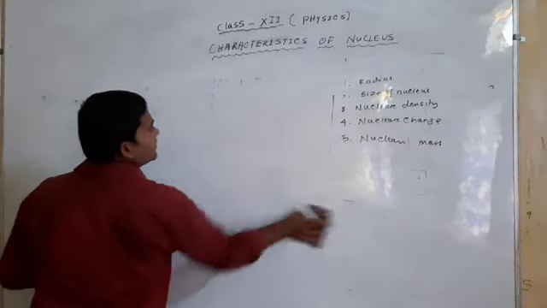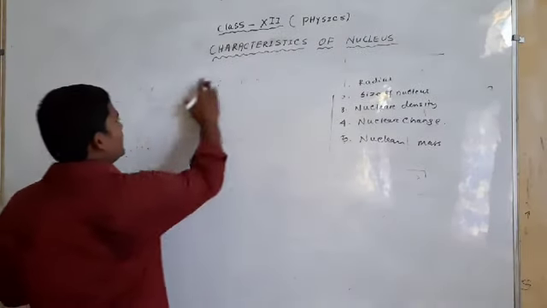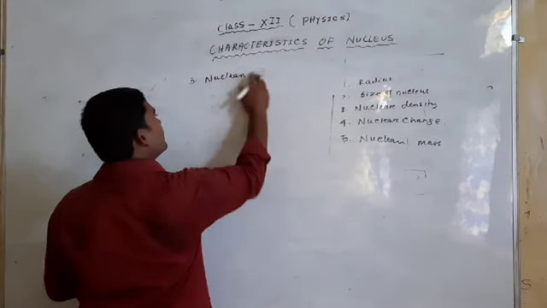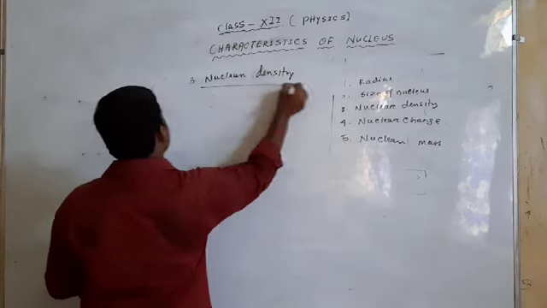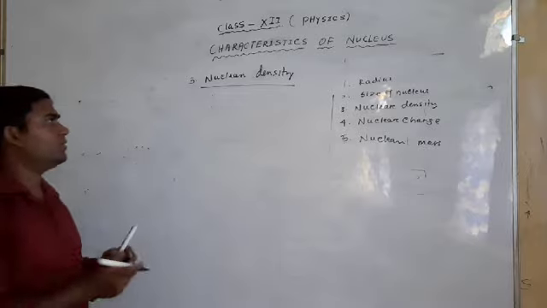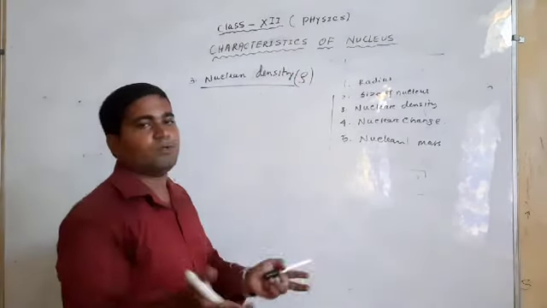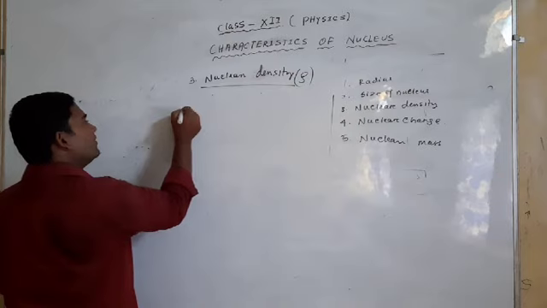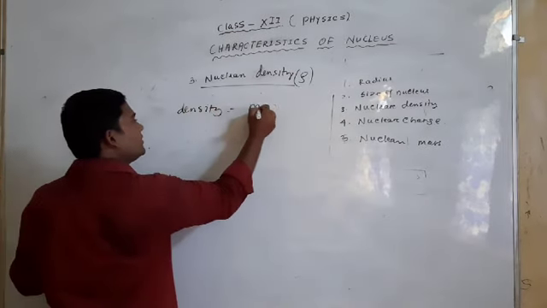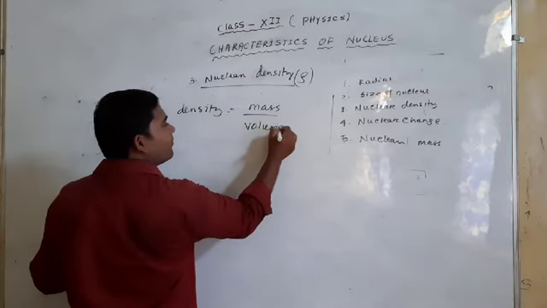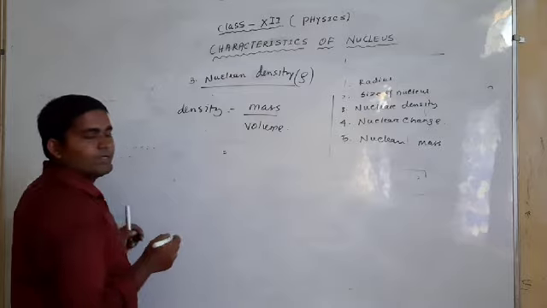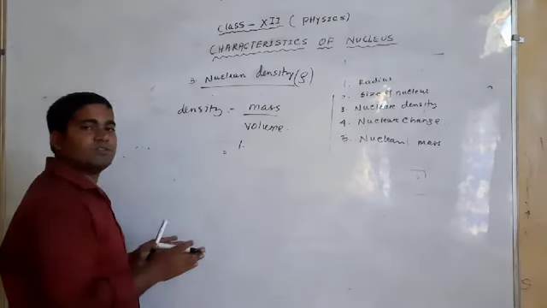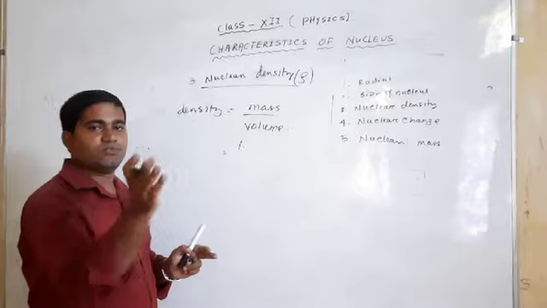Third thing, that is the nuclear density. Okay, so when we discuss the nuclear density, what do we find? Simply, we know density is mass upon volume. So when we find the mass of the nucleus, that is density, mass divided by volume. What is the mass of the nucleus? As we discussed earlier, the mass of the nucleus depends upon the atomic mass number times the mass of a nucleon.